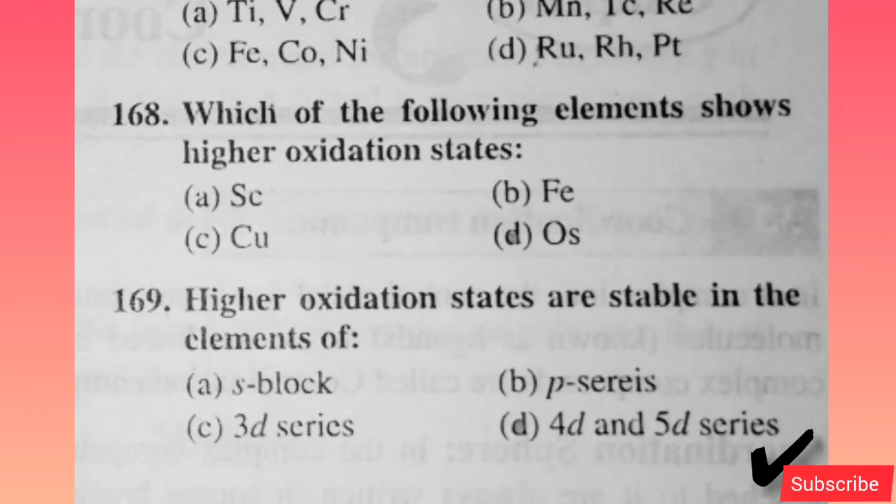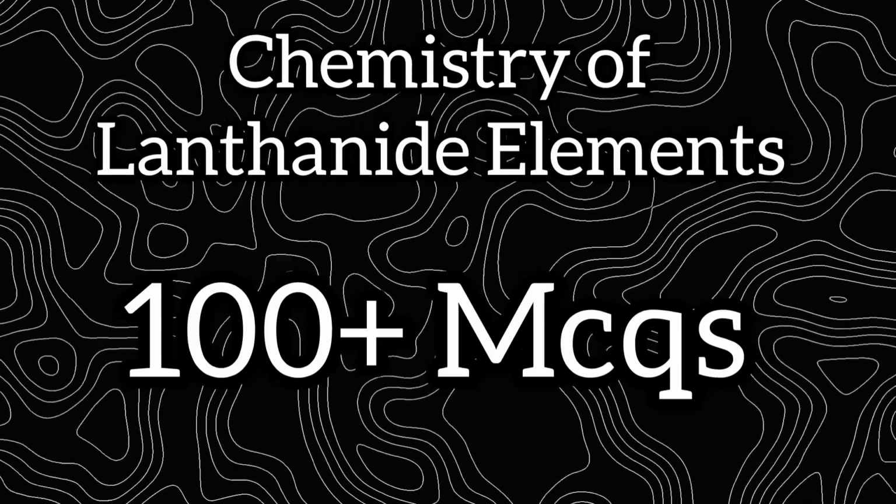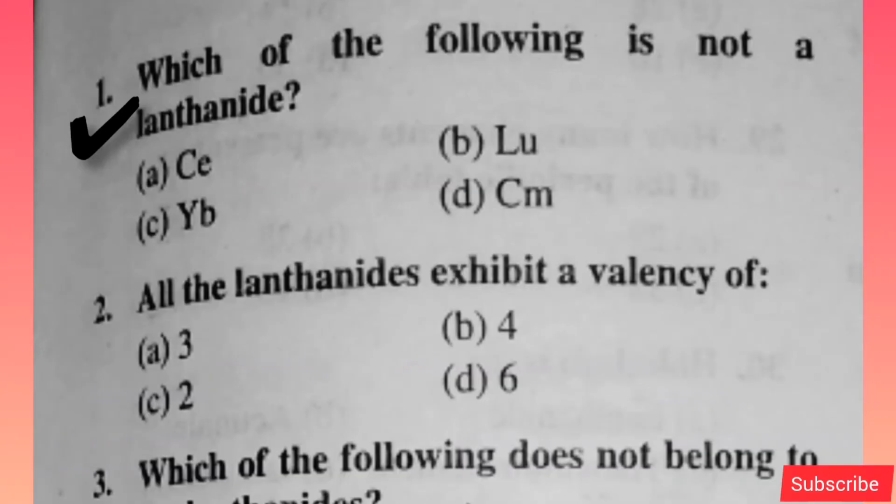इसके 100 प्लस MCQ क्वेश्चन सॉल्व करेंगे. सो लेट्स स्टार्ट विद क्वेश्चन नंबर 1, जो कि है which of the following is not a lanthanide? इन दिस क्वेश्चन ऑप्शन D इज करेक्ट. Second question: all the lanthanides exhibit a valency of?